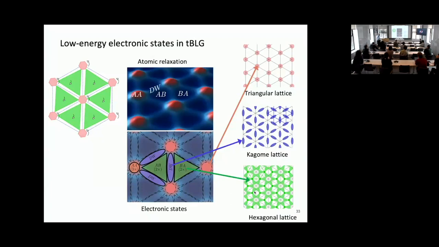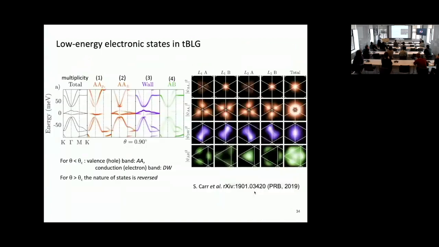And this is a much more complicated situation. If you look at all the AA sites, they form a triangular lattice. If you look at all the domain walls, they form a Kagome lattice. And if you look at all the triangular large region sites, they form a hexagonal honeycomb lattice. So it's really much more complicated. If you were to try to do a simple description with all these superimposed lattices, it would be really a mess. We try to figure out what exactly is happening by analyzing the character of these flat states.